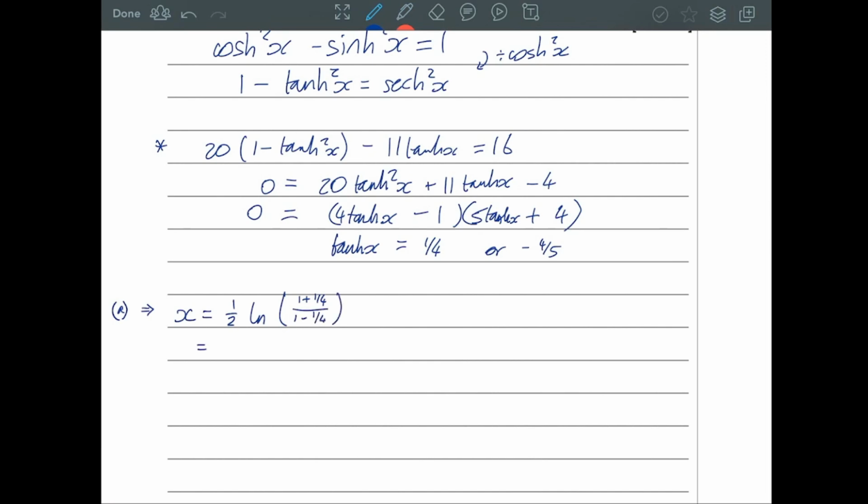For the quarter, I'm going to simplify this one before I go to the next part. So that's going to be 5 quarters over 3 quarters, so 5 over 3. Or a half ln of 1 minus 4/5 over 1 minus 4/5, or 1 plus 4/5. So that's going to be a half ln. The top is a fifth, the bottom is 9/5, so ln of a ninth.